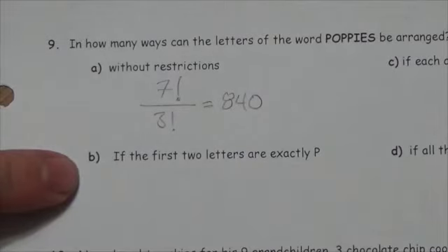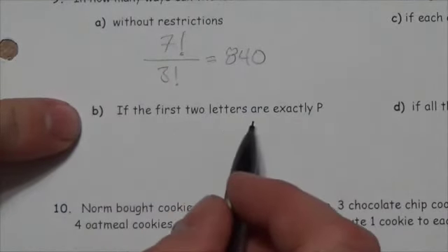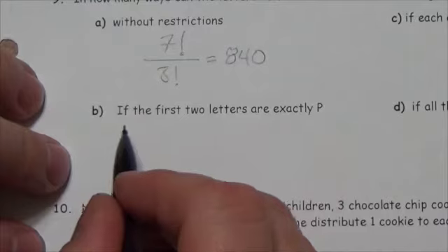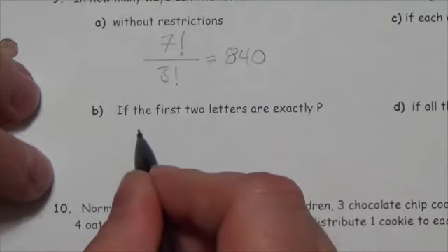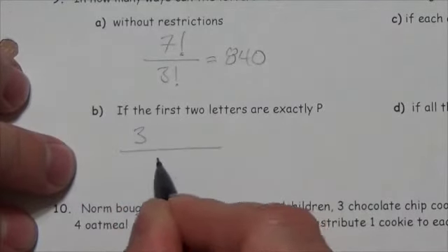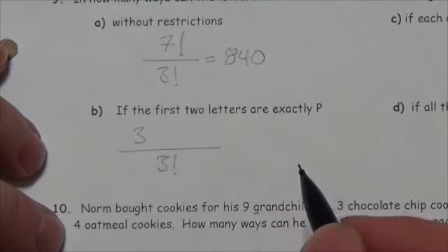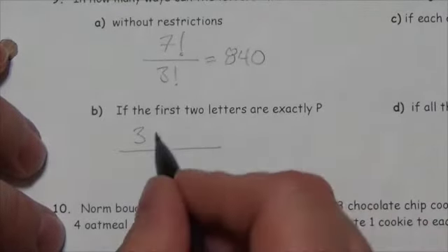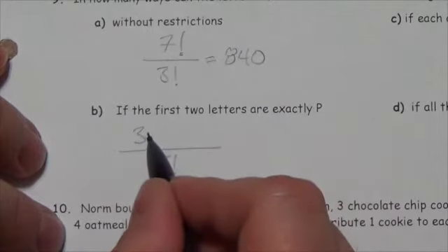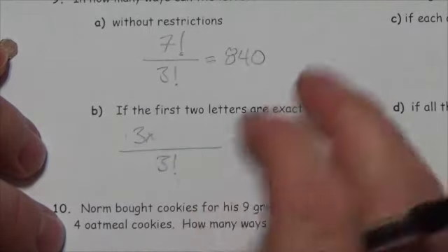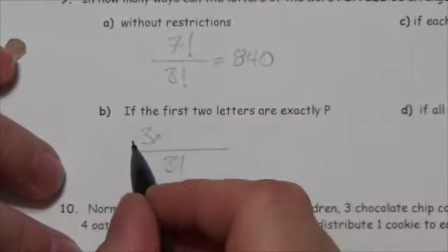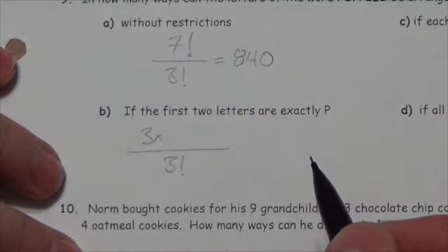Now, let's take a look at this one. What if the first 2 letters are exactly P? So we're starting with P, P, and then something else here. First of all, just identify that there are going to be 3 factorial different P's there, so we're going to divide by that. Up in the numerator, there are 3 P's to choose from. So 3 all by itself represents a choice of one of those 3 P's.